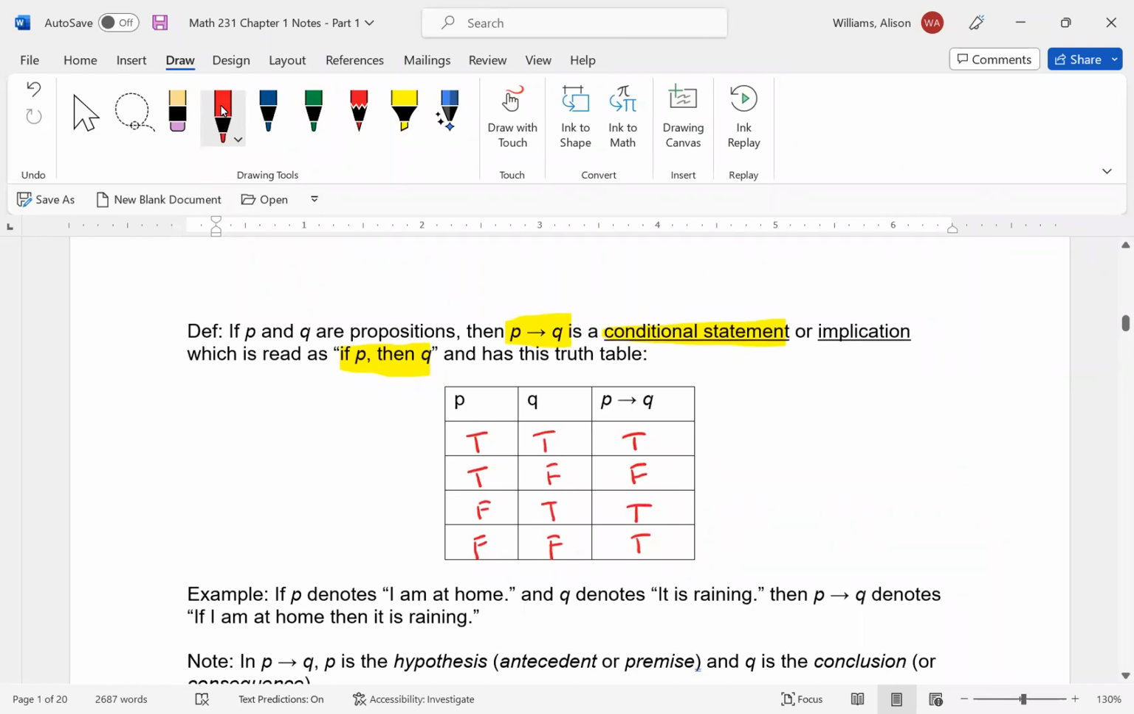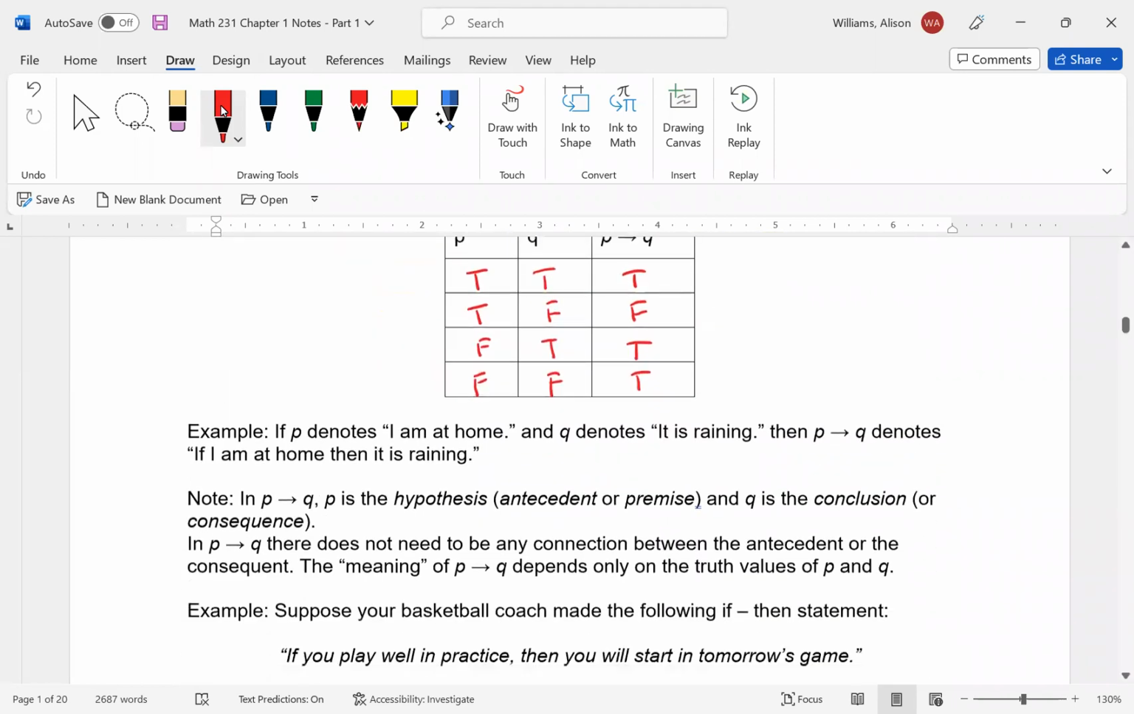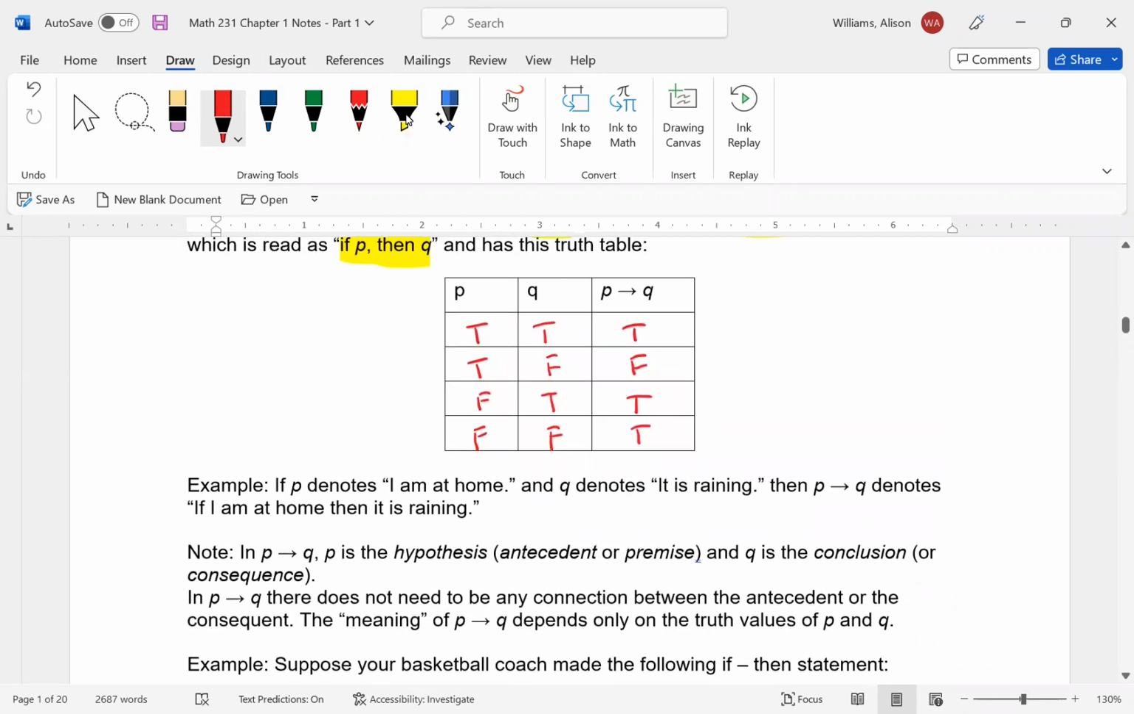Using the phrases that we were using before, if P is I am at home, Q is it is raining, then P implies Q denotes if I am at home, then it is raining. That's how we write that statement. Now, real quick, they do have some different phrases to refer to P and Q. One phrase is hypothesis, antecedent, premise. For Q, it's often called the conclusion or the consequence. As you can see, there are many different referrals to this. And this particular conditional proposition gets used a lot in mathematics, even beyond computer science, and it even has implications in English.